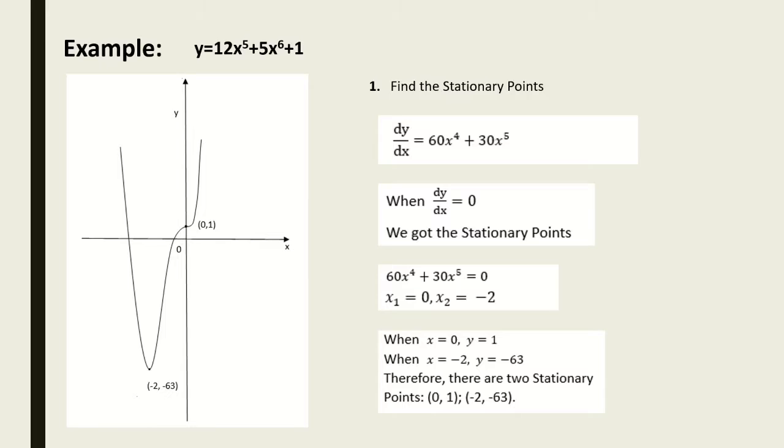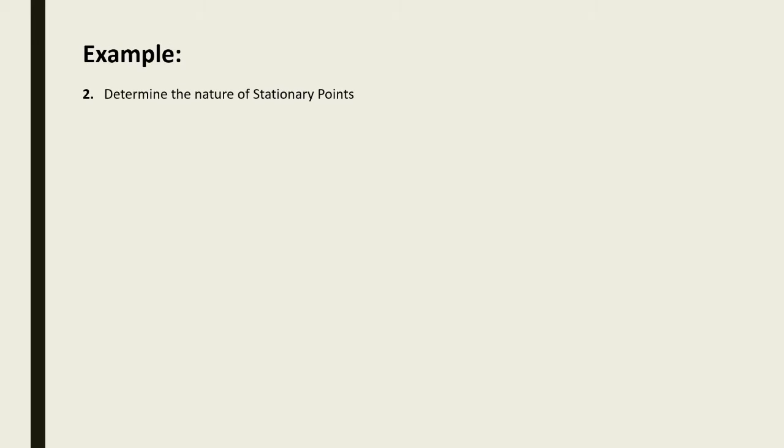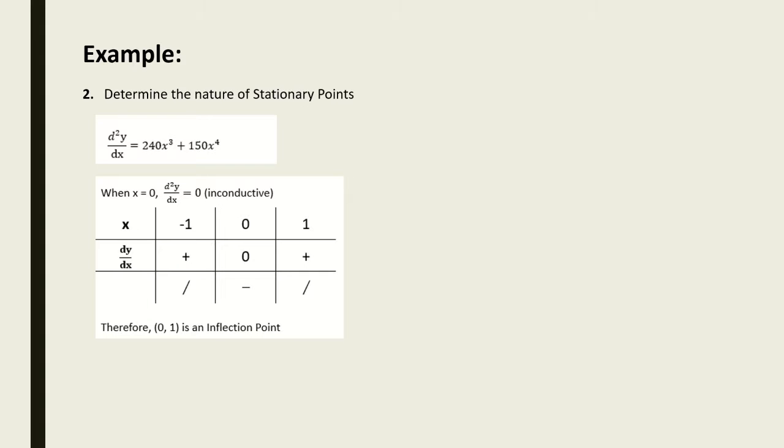From the earlier part, my partner has already given the coordinates of the two stationary points. The second step is to find the second derivative of the function and put those two points into it. When x equals 0, the result of the second derivative is 0 as well. So the point (0, 1) is an inflection point.